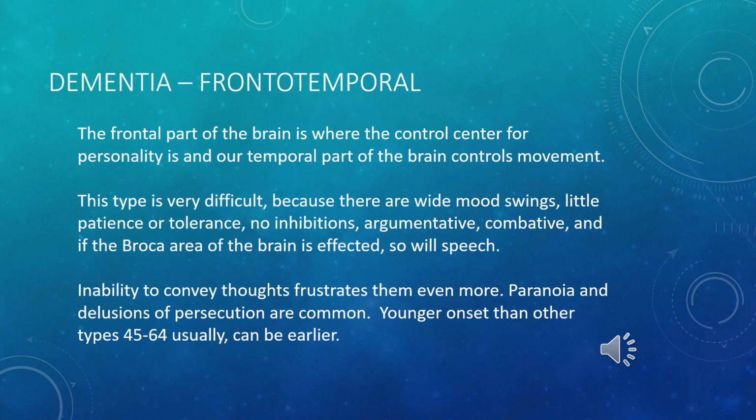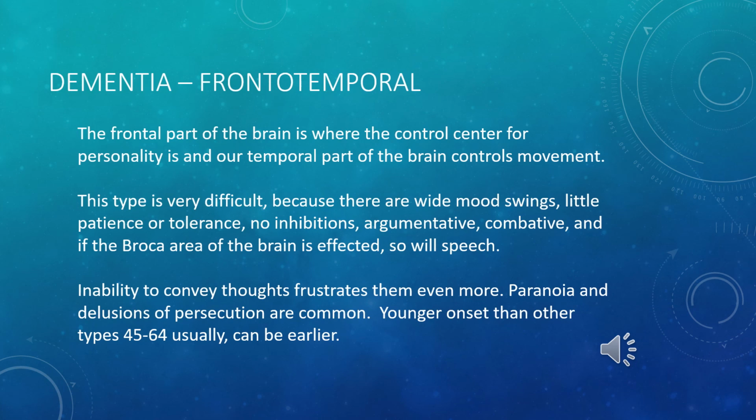All right, frontotemporal dementia is one that's not very common or it's not diagnosed very much, one of the two. The frontal part of the brain, which is right behind your forehead, is the part of the brain where the control center is for personality. And the temporal parts of the brain are on the sides of the brain on the right and left side. And those are the parts of the brain that control movement.